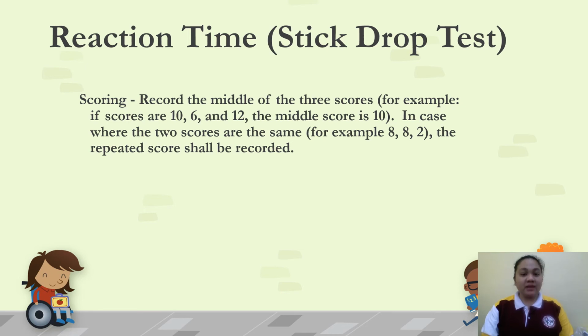Then, kapag po halimbawa merong dalawang score na naulit, kahit hindi siya magkasunod, yun pa din po yung ilalagay natin. Let's say, for example, first trial, 4. Second trial, 3. Tapos, third trial, 4. 4 pa din po yung ilalagay natin kasi po siya po yung repeated na score.